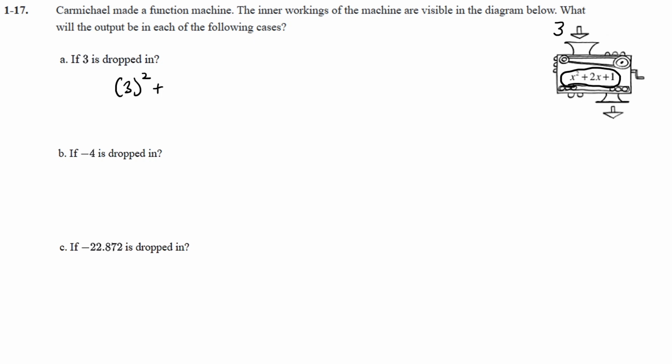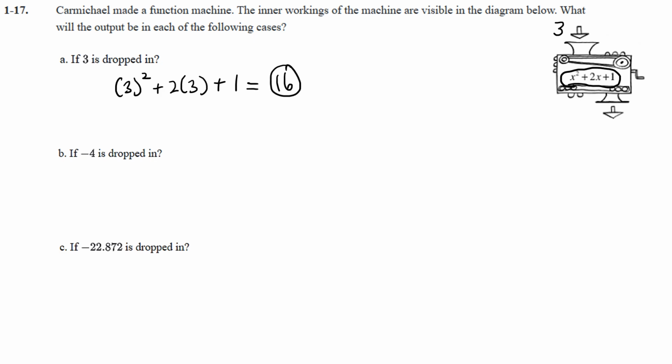Now it's really important that you put things in parentheses when you plug them in, especially if you use your calculator to calculate these values. So when I put this in my calculator, 3 squared plus 2 times 3 plus 1, I get a result of 16 for part A.